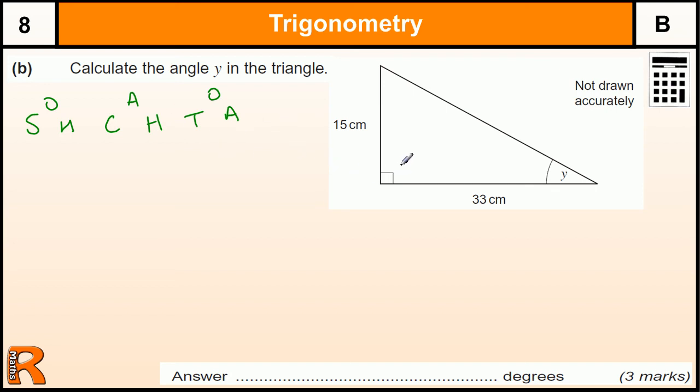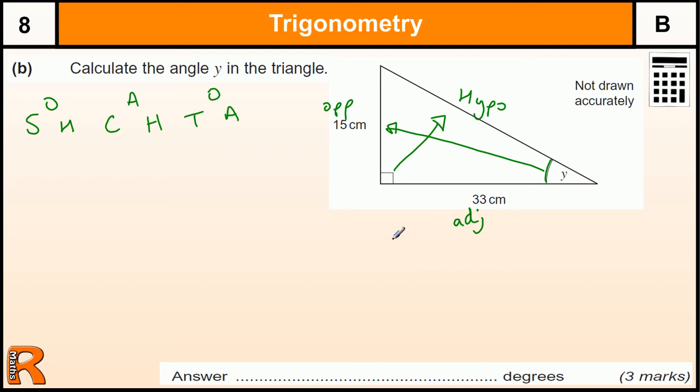Now, next thing we do is we label up the sides. So it's a nice standard routine you should get into in doing trigonometry. So we label the hypotenuse first, then we look at the angle that we're using or trying to find, and we go opposite that to the opposite side, op, and then the side that's left is the adjacent side.